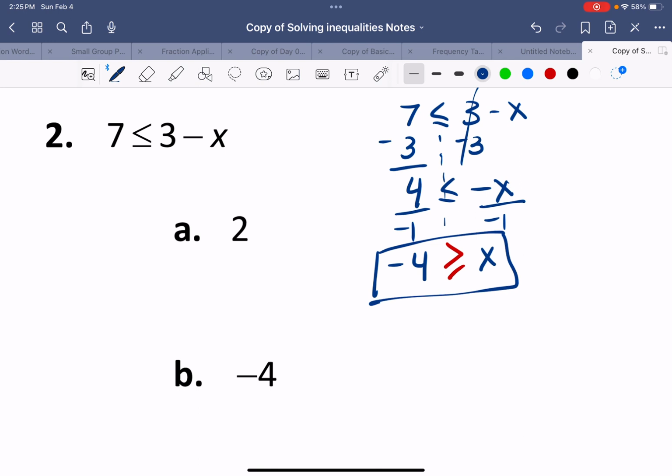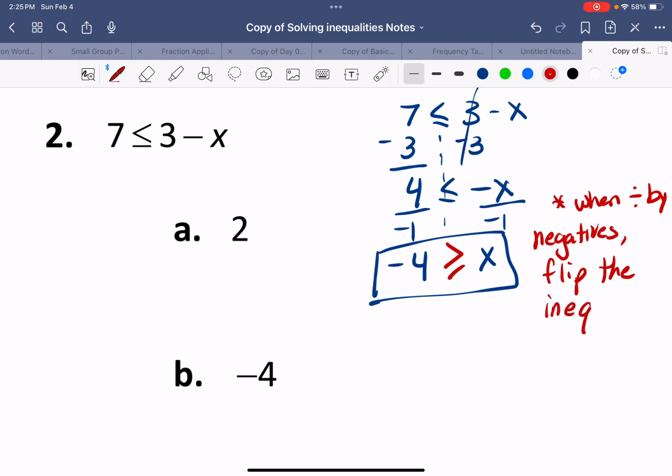Okay, so write yourself a little note here. This is important. When dividing by negatives, comma, flip the inequality. Okay, this is important. You're going to see this on the homework for sure.